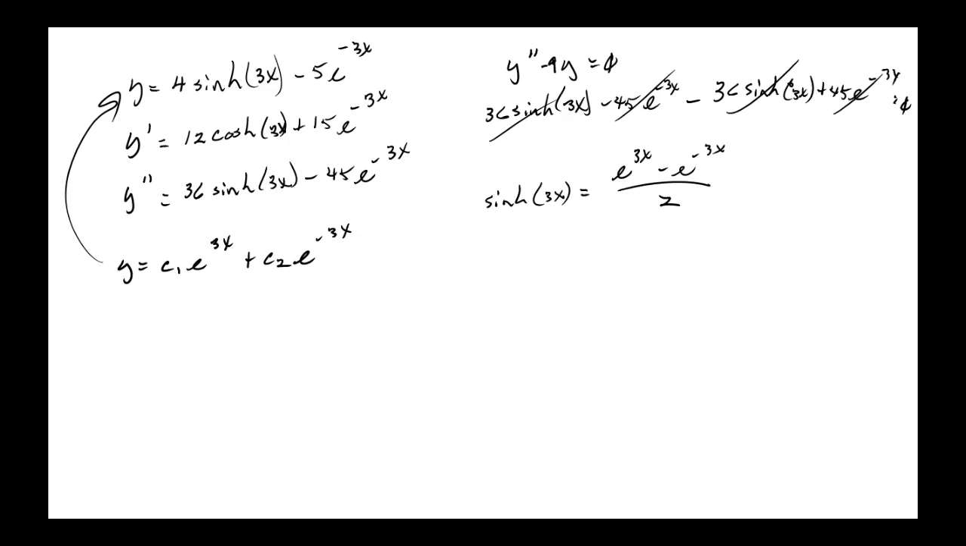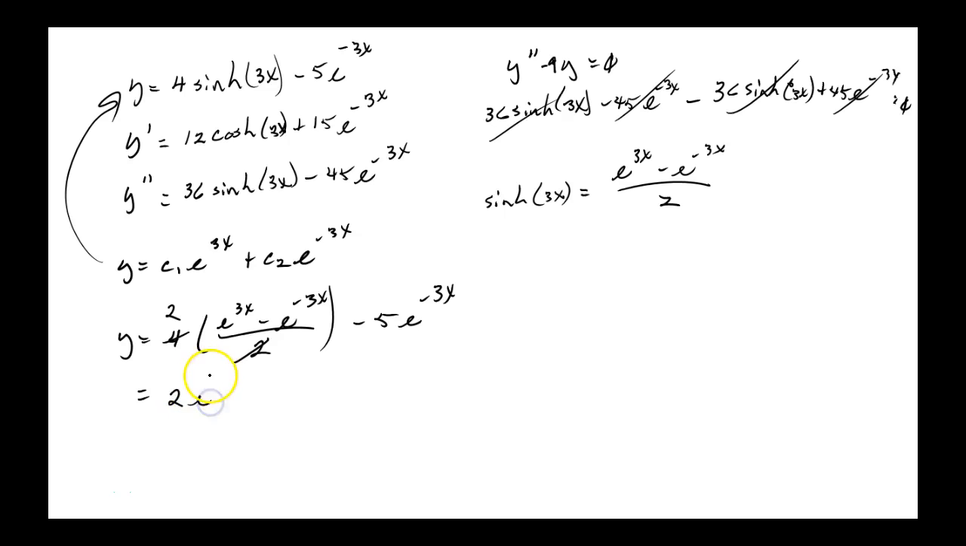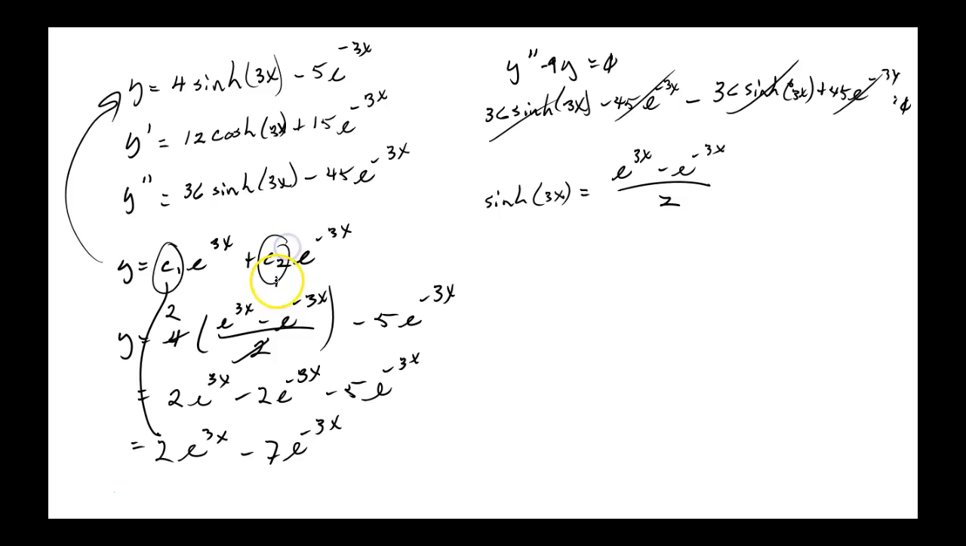So if we had rewritten this problem here, y is equal to 4 times e to the 3x minus e to the minus 3x over 2, minus 5e to the minus 3x. That's just substituting in what hyperbolic sine is. Then you see the 2 will go into the 4 twice. So what you have is 2e to the 3x minus 2e to the minus 3x minus 5e to the minus 3x. And this would be 2e to the 3x minus 7e to the minus 3x, and that is indeed a linear combination where C1 is equal to 2 and C2 is equal to minus 7.